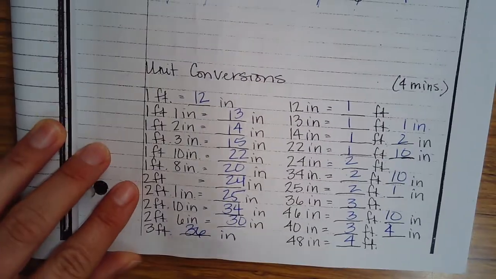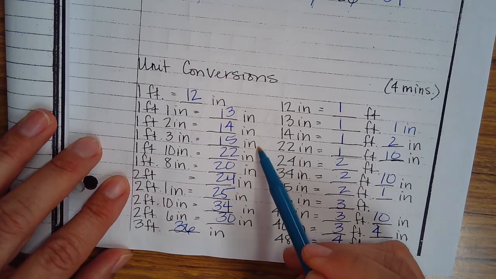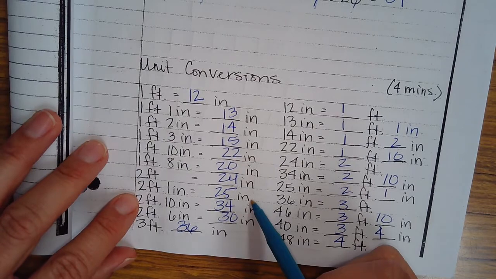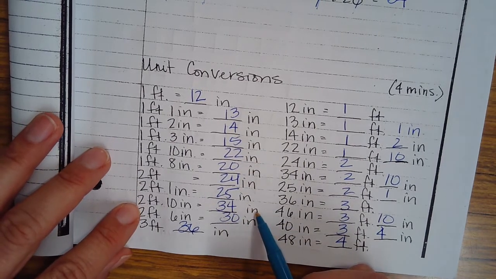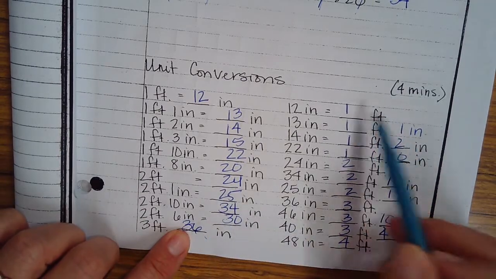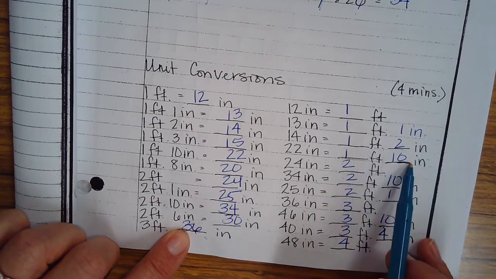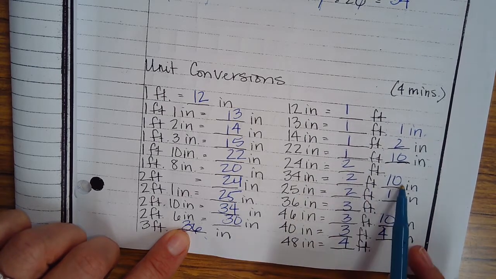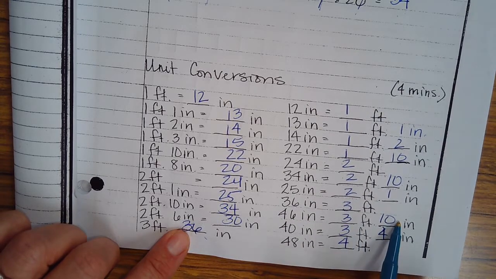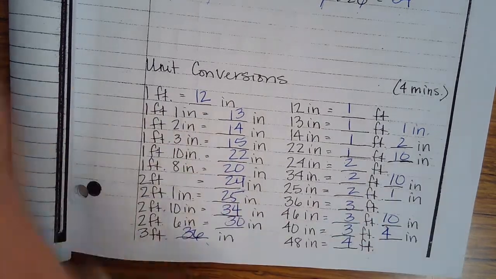On unit conversions: 12 inches, 13 inches, 14 inches, 15 inches, 22 inches, 20 inches, 24 inches, 25 inches, 34 inches, 30 inches, 36 inches, 1 foot, 1 foot 1 inch, 1 foot 2 inches, 1 foot 10 inches, 2 feet, 2 feet 10 inches, 2 feet 1 inch, 3 feet, 3 feet 10 inches, 3 feet 4 inches, 4 feet. How'd you guys do?